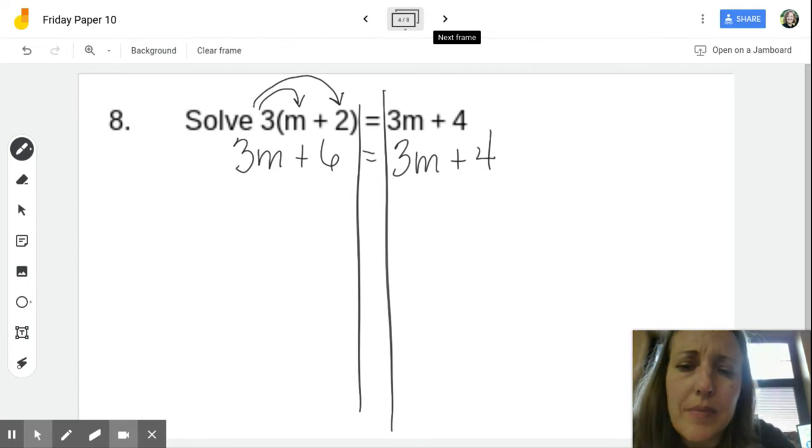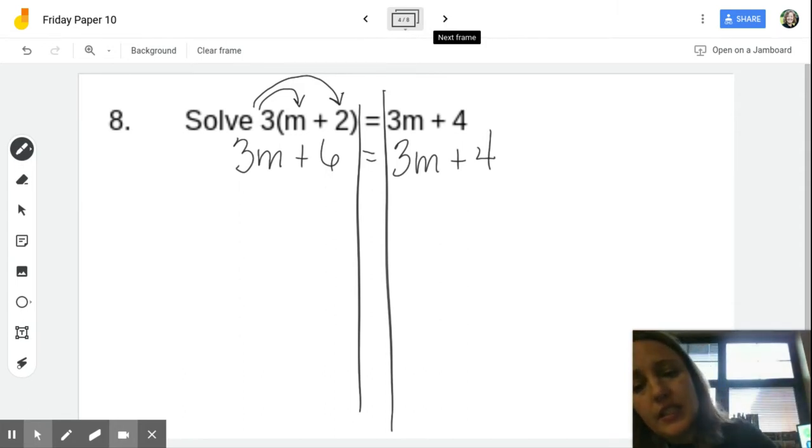I'm going to try something here. I notice if I put in a 1 for m, 3 times 1 is 3, 3 plus 6 is 9. If I put that same 1 over here, 3 times 1 is 3, plus 4 is 7. That is not working out, is it?